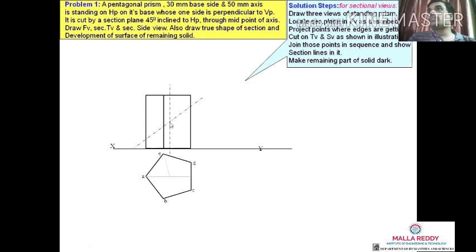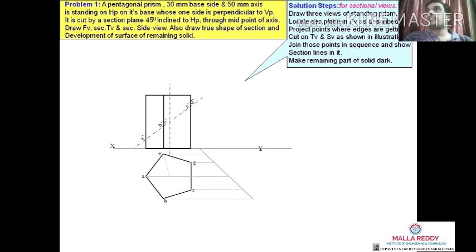And this point is the midpoint of the axis, where it is cut by a sectional plane 45 degrees inclined to the horizontal plane, and which is being cut at A dash, B dash, E dash, because B and E coincide on this line. So we have B dash and E dash. On this line, we are coinciding with C and D. So we are getting C dash and D dash.